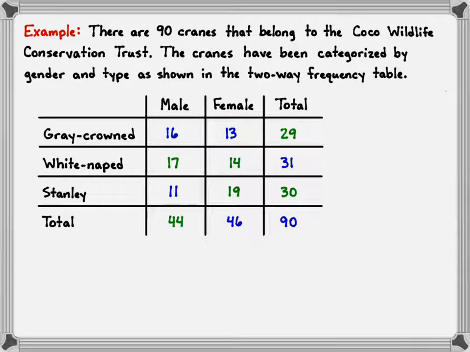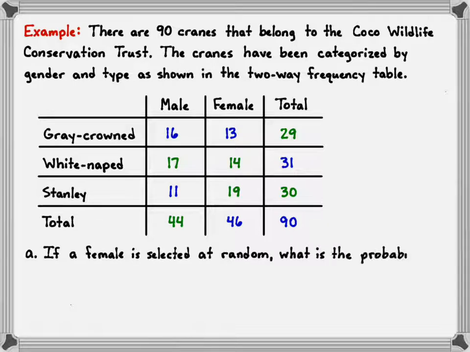We can't really do a Venn diagram on this. I mean, we could, but it would get kind of gross because we're not comparing two things. We're comparing three. We've got three different types of cranes, and then male and female. So a Venn diagram wouldn't be beneficial in this case. But let's go ahead and take a look at some example probabilities here.